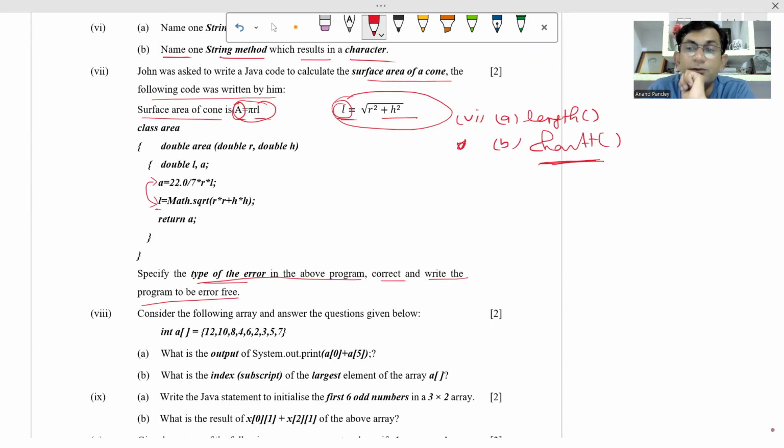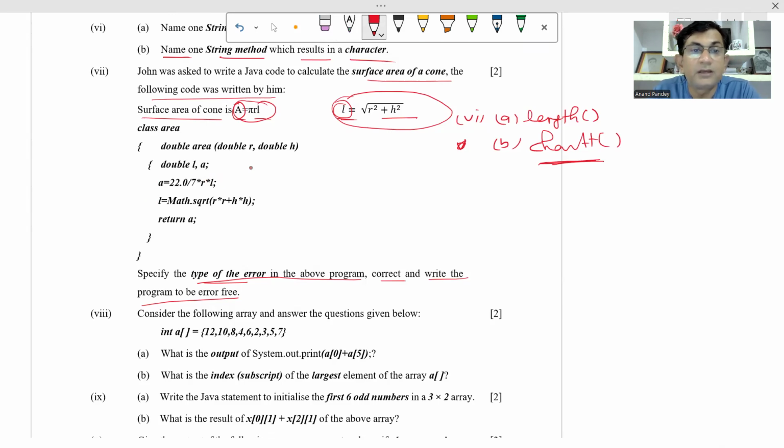And because of this, you know what error will come? If you're using L here, what is the value of L? You get the message: the variable L might not have been initialized. What value of L will it calculate here? So this is a compile time error, or you can say syntactical error. Compile time error, syntactical error. So the type of error is syntactical.